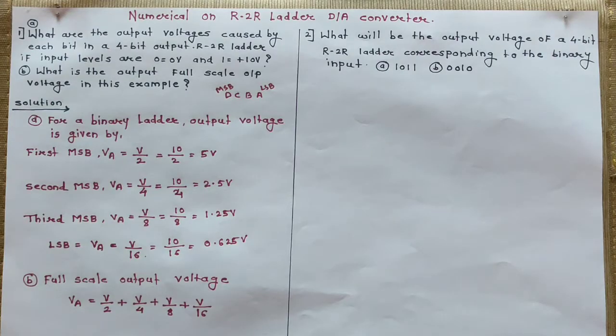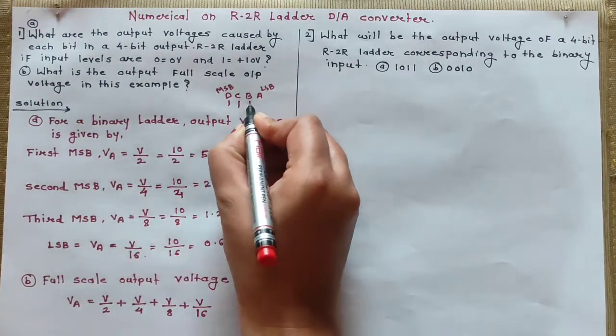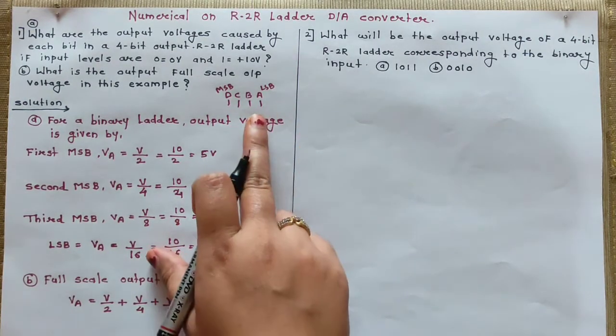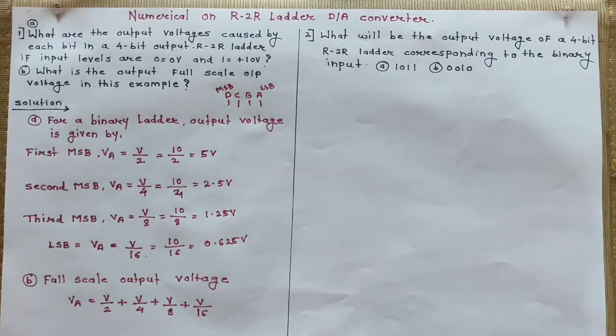Now question B asks you to find out the output full scale voltage. You have to find the full scale voltage when all the bits are high. All bits high means all inputs are contributing to the voltage. So you will add all the voltages contributed by each bit. How much voltage is contributed by the MSB? V by 2. The second MSB? V by 4. The third MSB? V by 8. The LSB, V by 16.